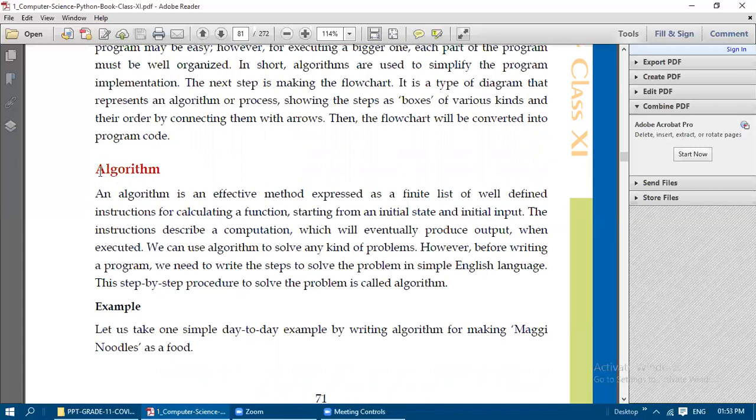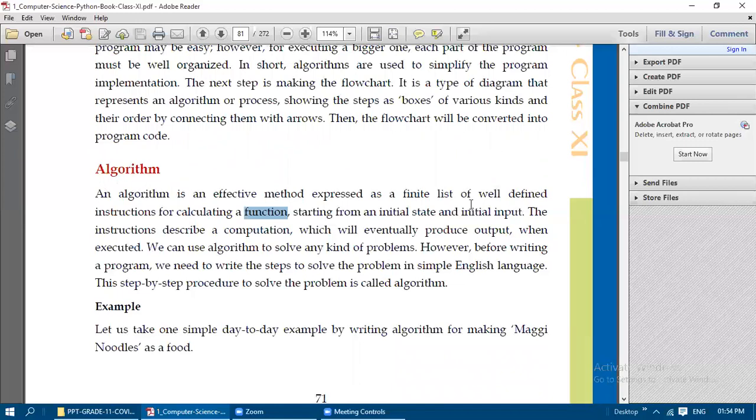Okay, programming code. So next, algorithm, again they have explained in a different way. It is an effective method expressed as a finite list of well-defined instructions for calculating a function. Function means here a task or some work. So we need to complete one task, starting from an initial state and an initial input. So from the initial state and afterwards we will get the initial input. After that only we will complete the given problem.